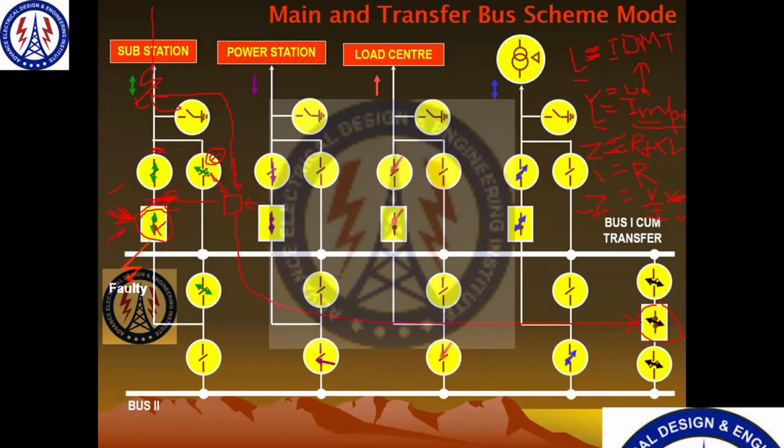So then we will give the contact of this isolator here. So automatically it understands that this isolator is on, and that this circuit breaker is now the main circuit breaker. So as soon as the line fault occurs, this relay will give a trip command to this circuit breaker. So this is how the line protection will operate.